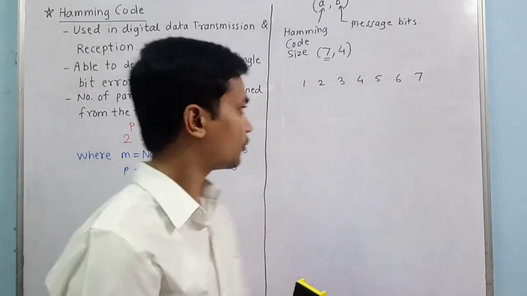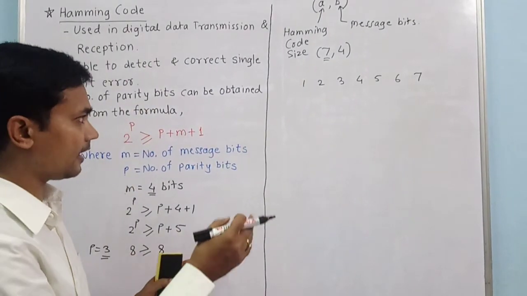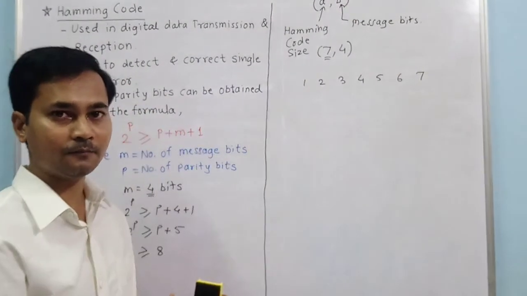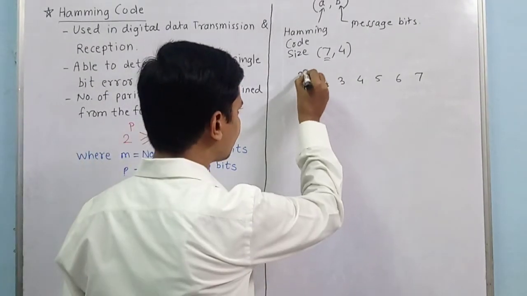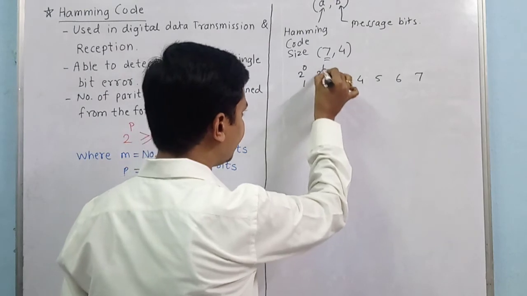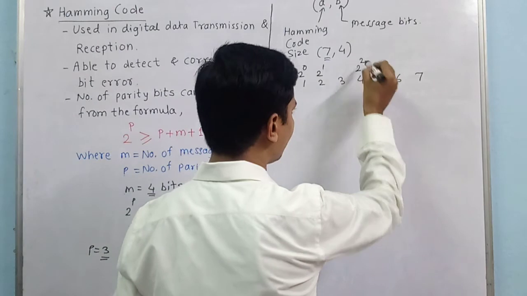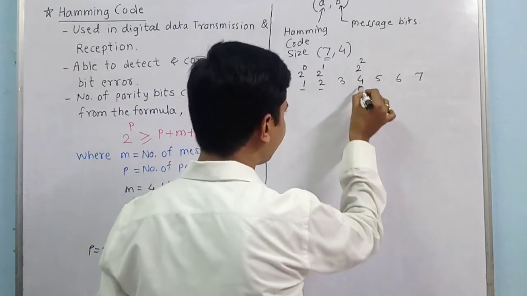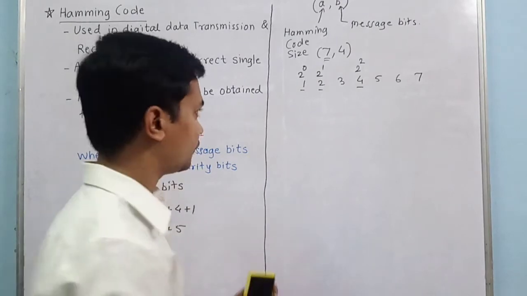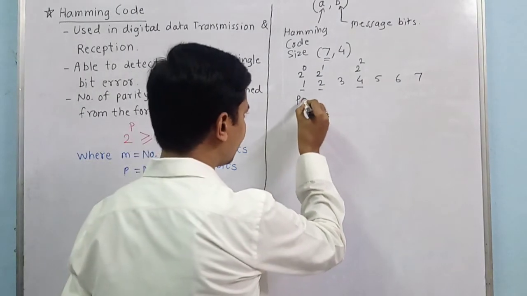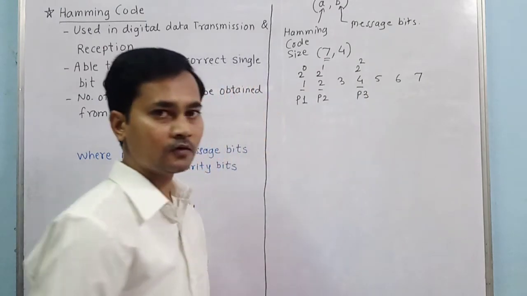It is very simple to fix the positions of the parity bits as well as the message bits. We have to put the parity bits at the bit numbers that are powers of 2. That means 2 raised to 0 is 1, 2 raised to 1 is equal to 2, and 2 raised to 2 is equal to 4. These positions are used to put the parity bits, so I will write P1, P2 and P3.